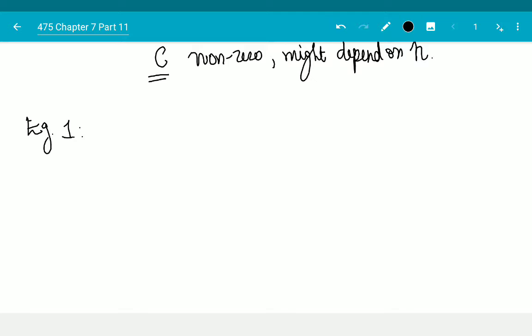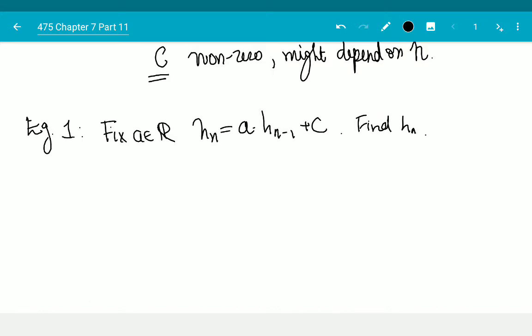Suppose I have my recurrence relation, fix a in R. Suppose I have h(n) is equal to a times h(n-1) plus some constant c. I don't know what this is; c is a constant. Find h_n. Then the solution in this case is relatively easier.